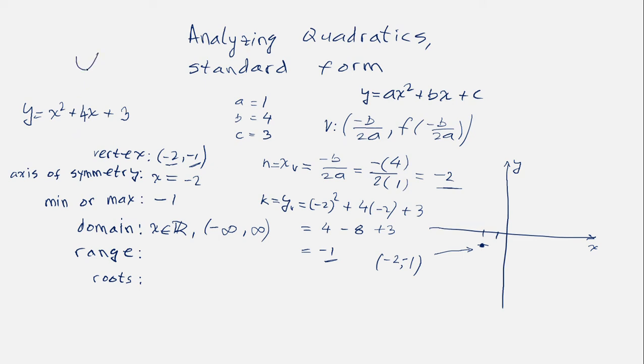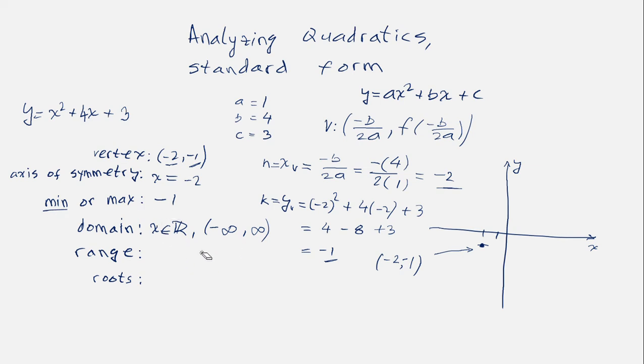Well, if it's opening up, then the vertex is right here, and this is the minimum. So we have a min. Now, if there was a minus in front of x squared here, then it would open like that, and we would have a max, right? The vertex would represent the maximum. Okay, now we have the vertex, we have the axis of symmetry, we have a minimum which is equal to negative 1.